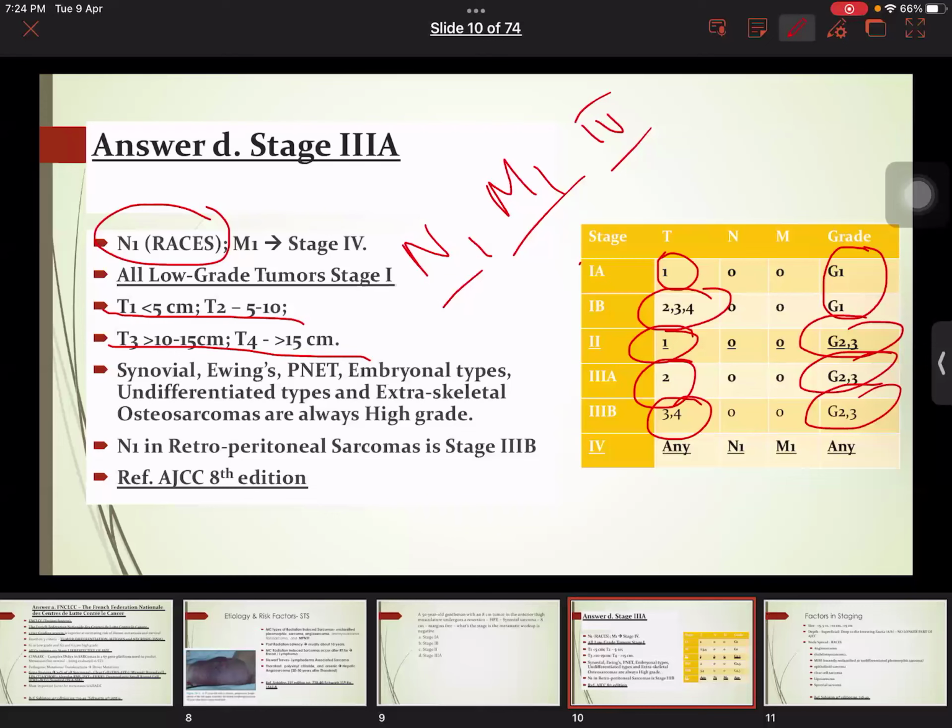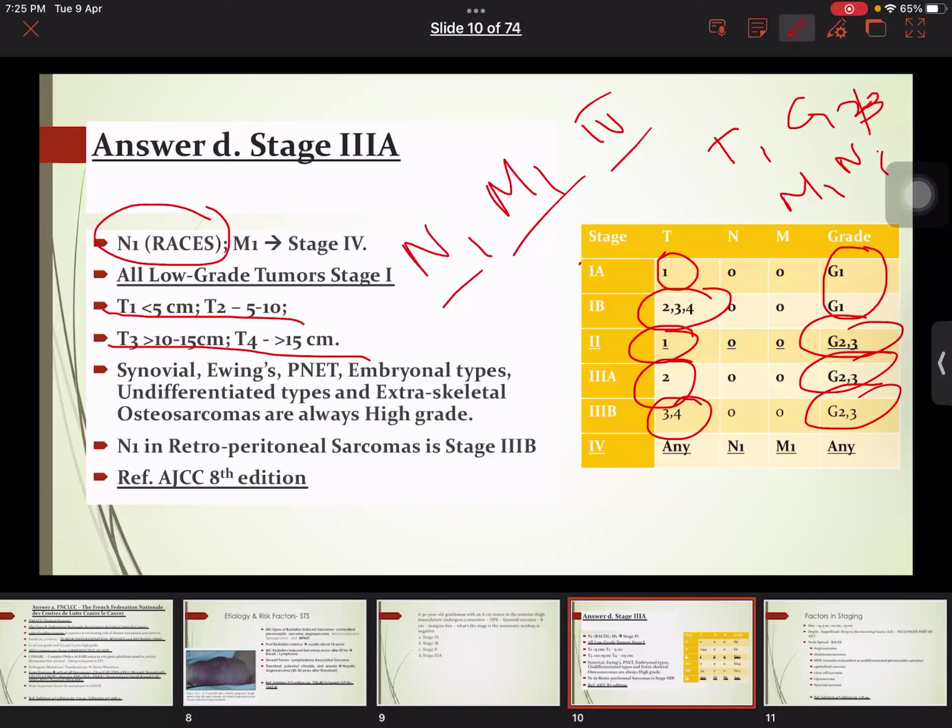In this, stage 2 is very clear. What is stage 2? You have your T1 with high grade. T1 with G2 or 3 is going to be stage 2. The same way, M1 or N1 is going to be stage 4. So what is going to be left? All the low grade. In that, T1 will be 1A, and then the others will be 1B.